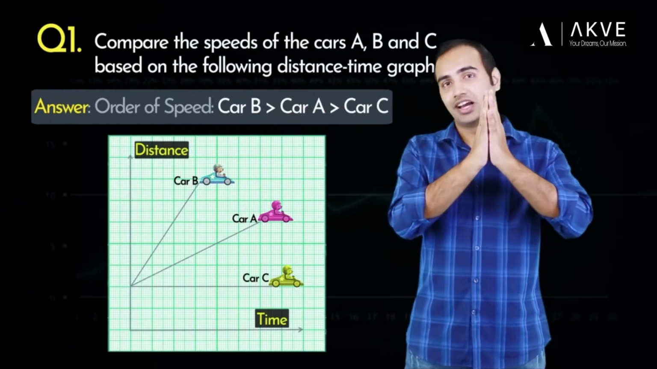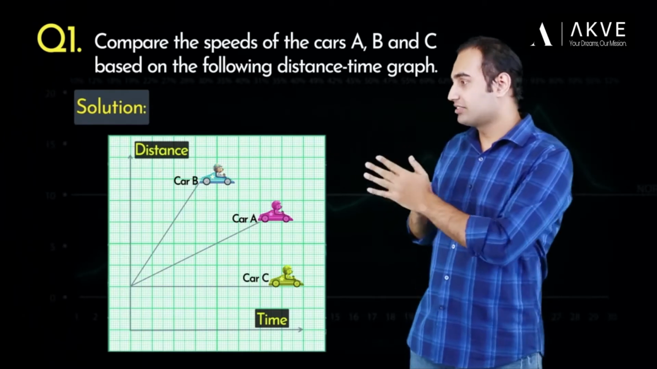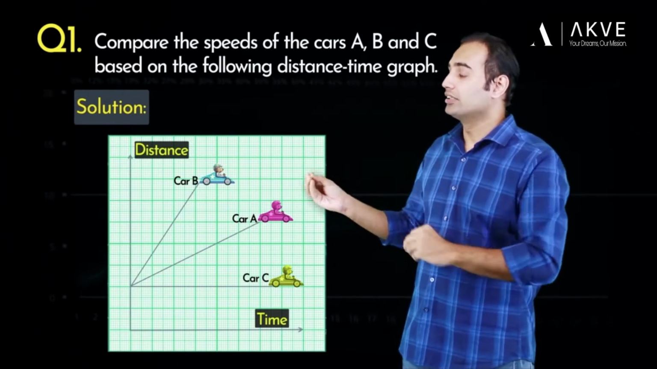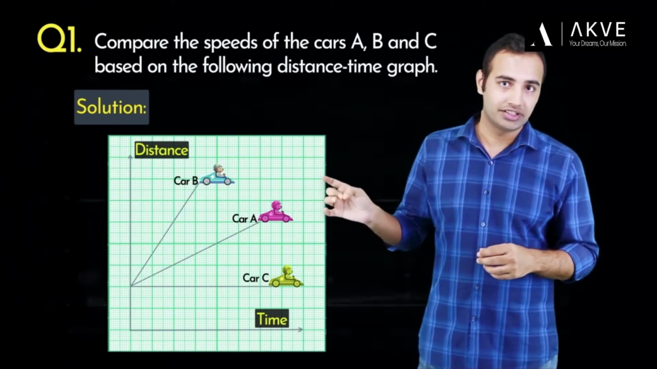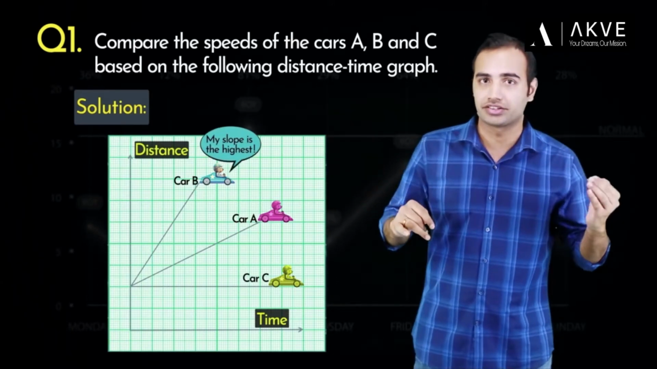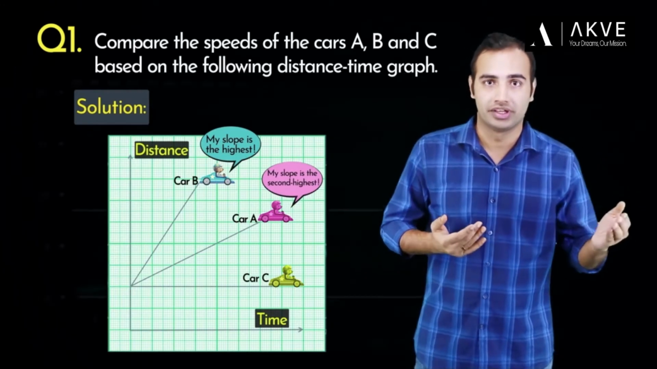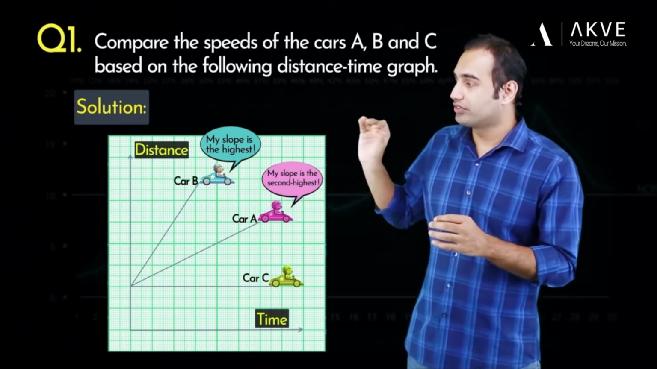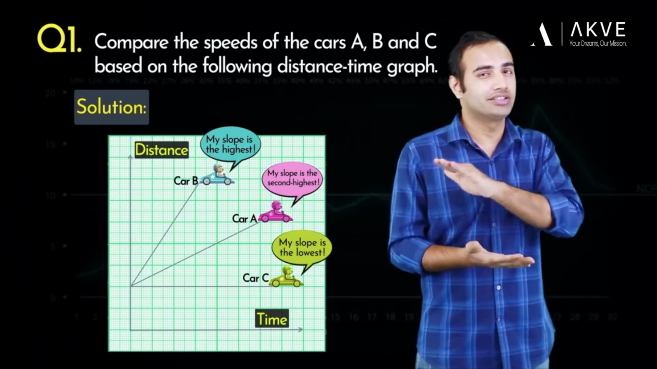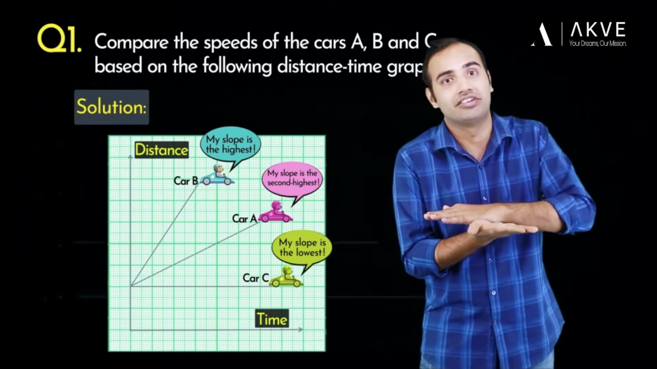Let's go ahead and see how we get it. So in this distance time graph, you can clearly see that the slope of the line that represents the motion of car B is the highest, followed by the slope of the line that represents car A's motion. And ultimately, the slope of the line that represents car C's motion is the least because that line is completely flat.